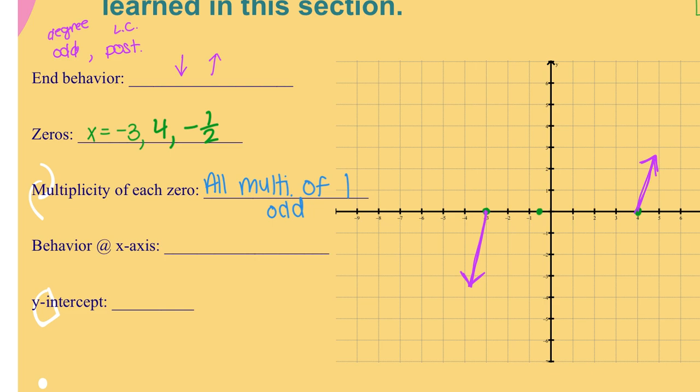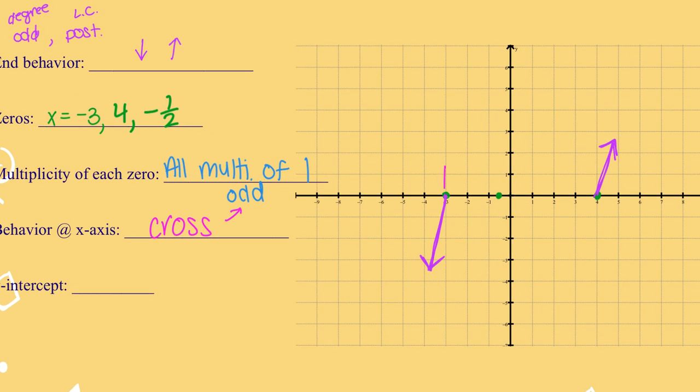I will go ahead and put it in, we'll do pink. It's going to cross. Okay, that odd is telling me it's going to cross. So that means I'm just going to go ahead and cross this line, and cross this line. Okay, almost done.